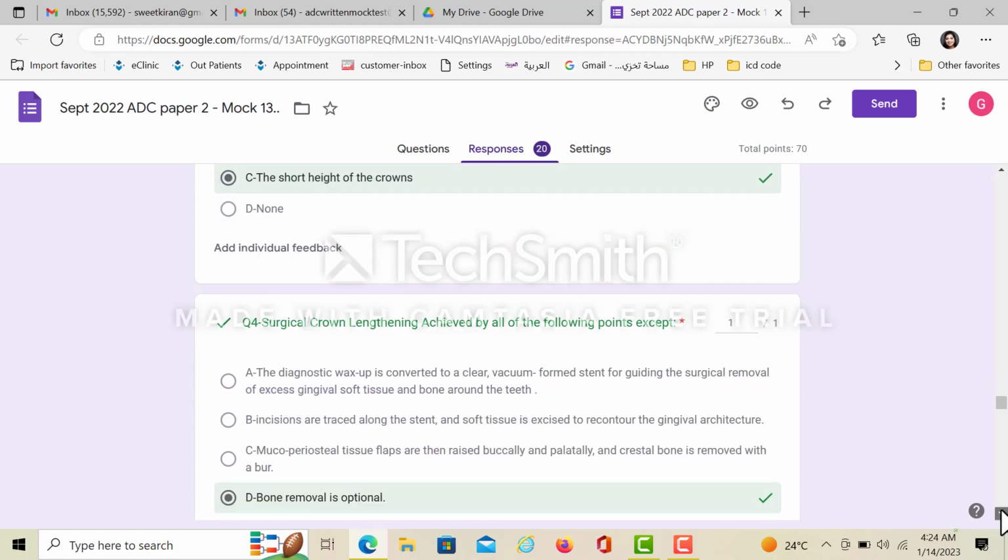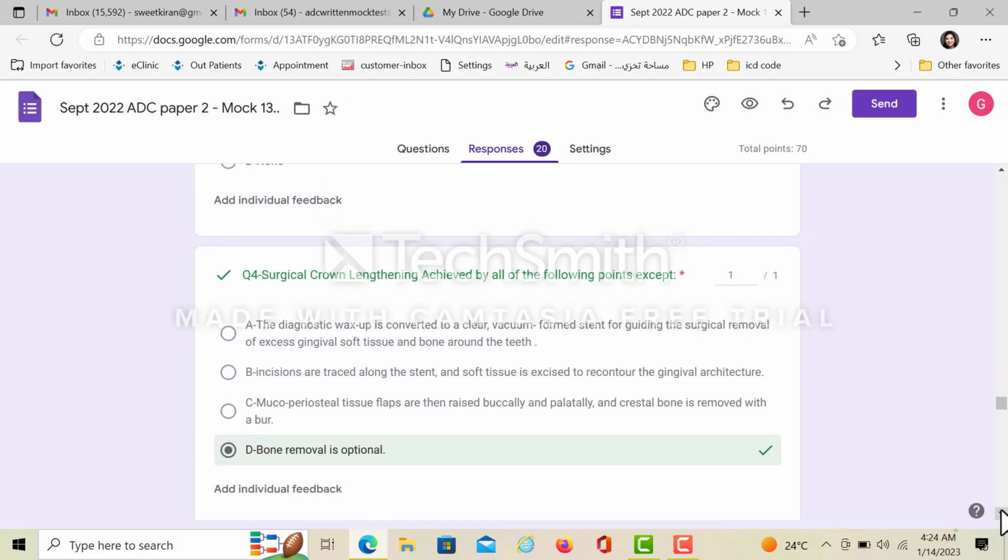The next question: surgical crown lengthening achieved all of the following points except. Except meaning what is not done in the surgical crown lengthening. So what is not done is what the question is asking. Option C, mucoperiosteal tissue flap is raised. That is correct. Option B, incisions are traced along the stent. If you are making a stent and then soft tissue is excised to recontour the gingival architecture, that is also correct. That is a part of surgical crown lengthening.